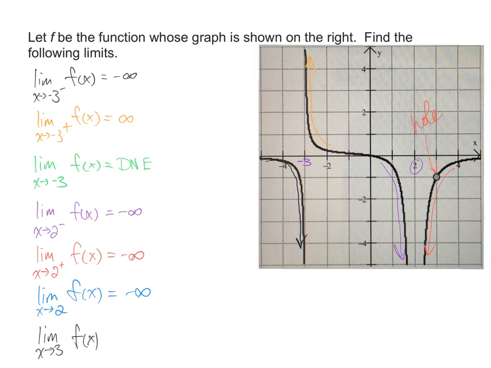The very last limit down here in black is asking you to find the limit as x approaches 3. And that's coming from the left and from the right. So it's trying to close in on that y value right there. That y value is -1. So this answer is -1.